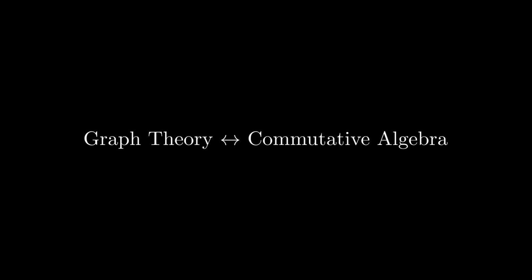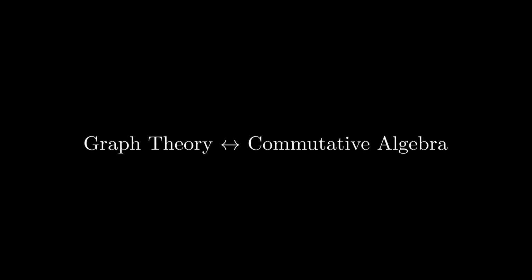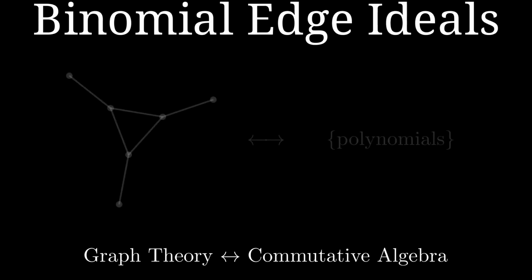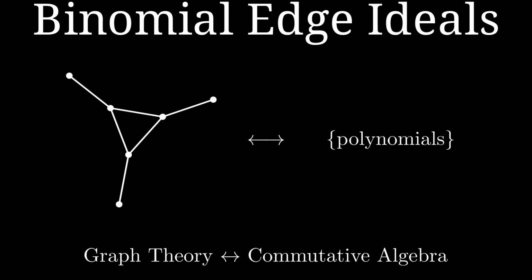There's an interesting connection between graph theory and commutative algebra. Binomial edge ideals turn any graph into a set of polynomials. These polynomials generate an ideal which provides valuable information about the structure of the graph.